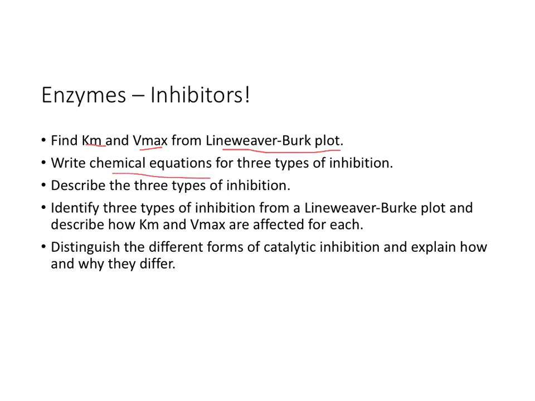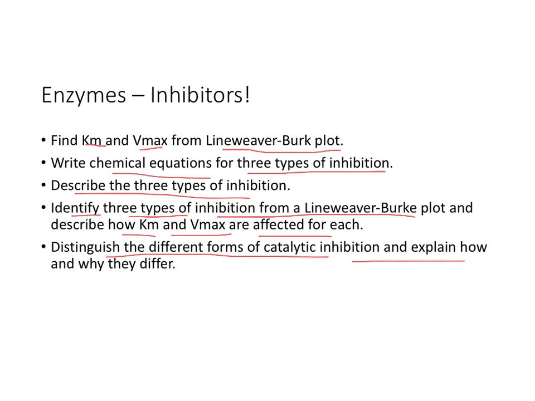Write the chemical equations for the three types of inhibition that we'll talk about. Describe the three types of inhibition. Identify these three types of inhibition from a Lineweaver-Burk plot and describe how Km and Vmax are affected for each. And then distinguish the different forms of catalytic inhibition and explain how and why they differ.